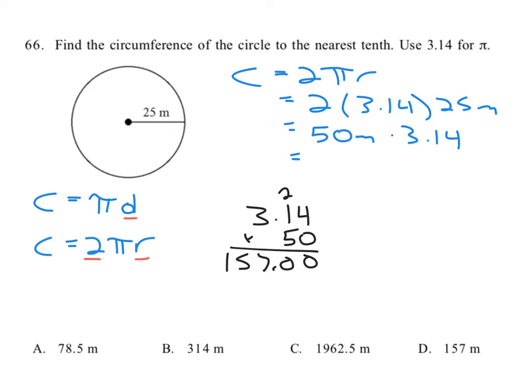I should write approximately equal to, actually, for once we put in these numbers here, let's say approximately equal to, because it's not exact. Wavy equals lines, you should know, means approximately equal to. And so the circumference is approximately equal to 157. And what are the units? The units were meters, so 157 meters. And that's D.